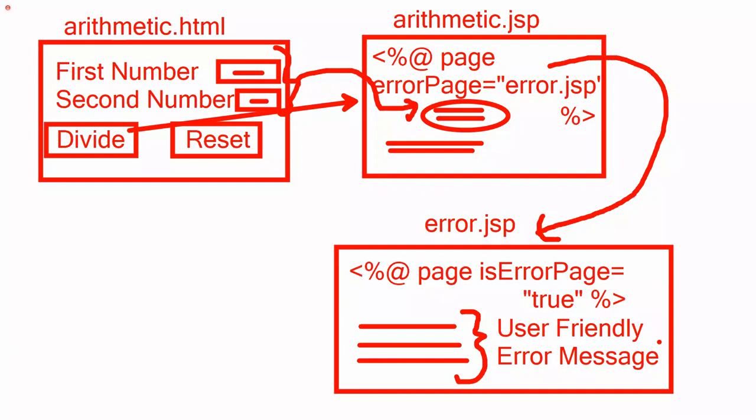If you enter first number 10, second number 5, then how many programs executed? How many programs? Arithmetic.jsp executed. One only. If you enter 10 and 0, 2 programs executed. Arithmetic.jsp, error.jsp. First HTML compulsory executed. After executing HTML, if exception occur, then only error.jsp executed.